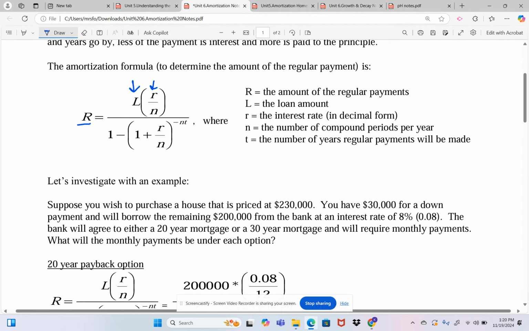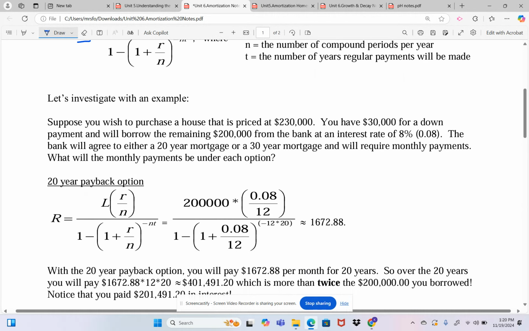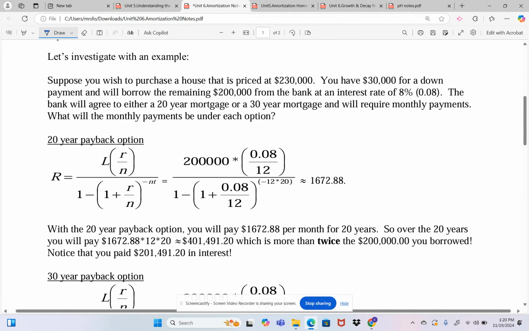Okay, so this first problem, it says, suppose you wish to purchase a house that is priced at $230,000.